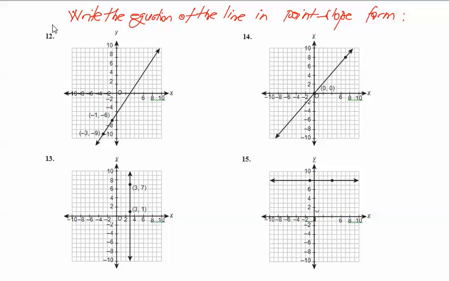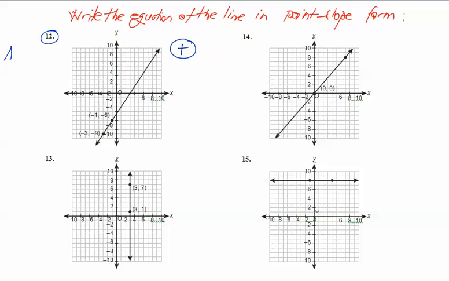Let's see how to write an equation of a line from a given graph, right? And I'm going to do problem number 12 first. Problem number 12, as you can see, we definitely have a positive slope. And there are 2 points given to you.